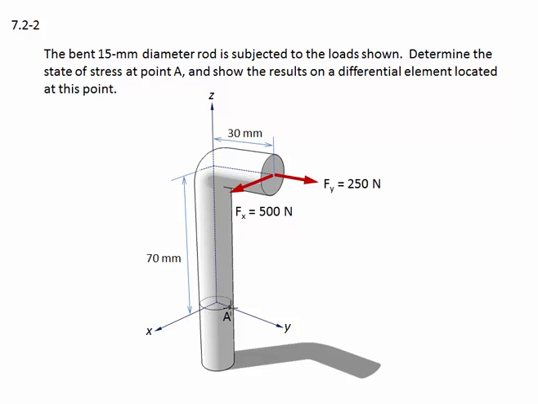Here's our point A. The XYZ axis is shown, and also the dimensions from the forces to point A. We see there's two forces, one force in the X direction and one force in the Y direction, acting at the end of the rod.